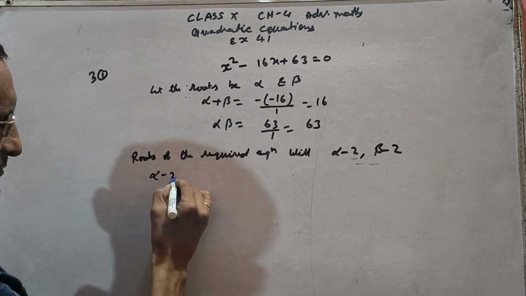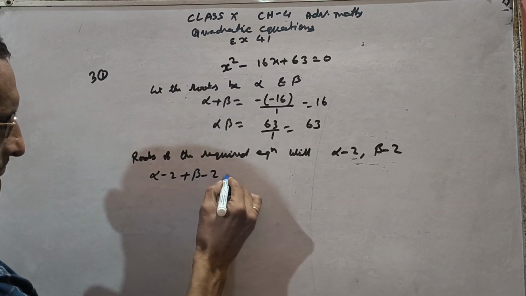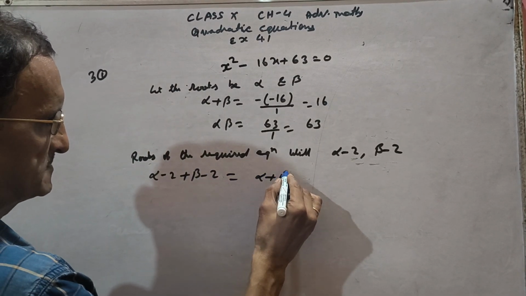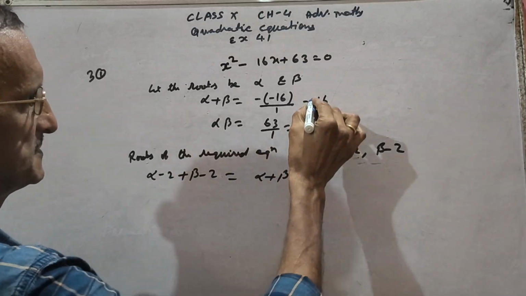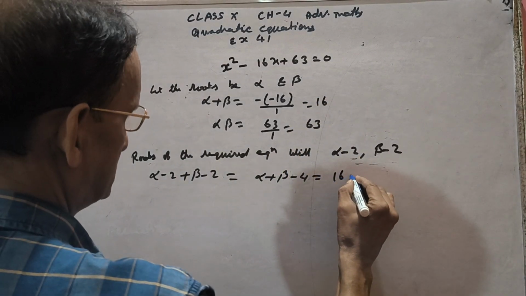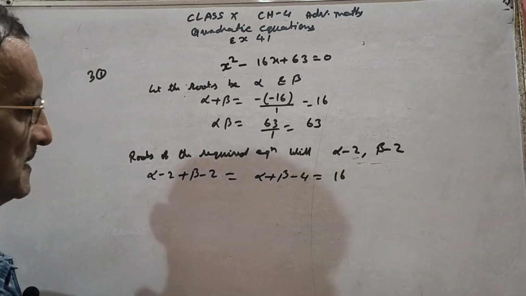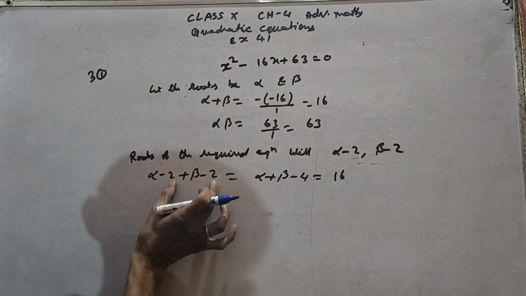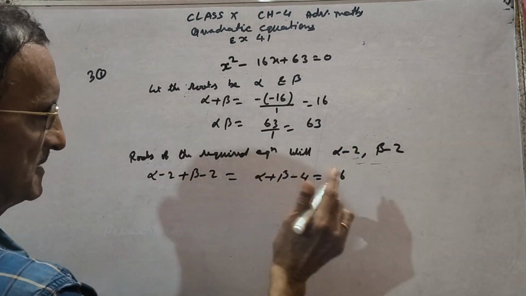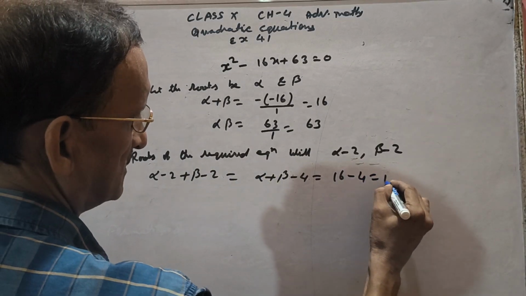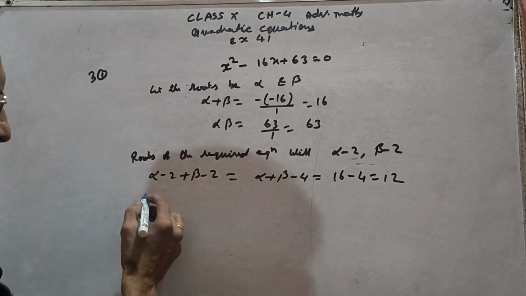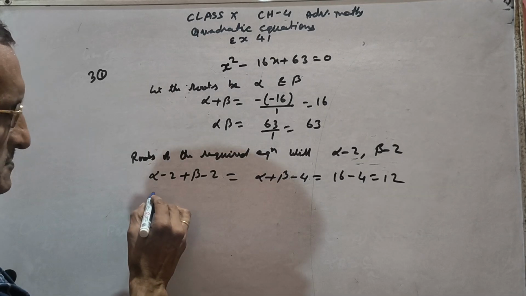To find the sum of roots, how much will we get? Alpha plus beta minus 4. Alpha plus beta is already calculated. 16 minus 4. See, alpha plus beta minus 4. Alpha plus beta value is 16, minus 4. How much will we get? 12.